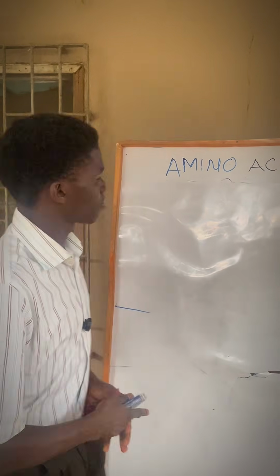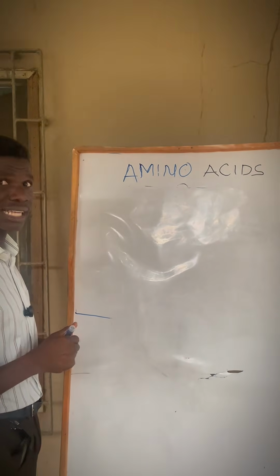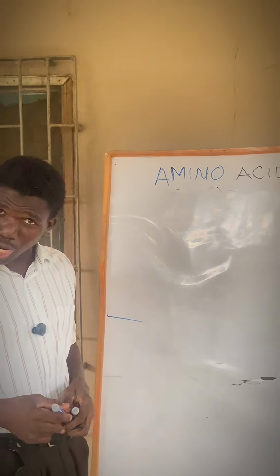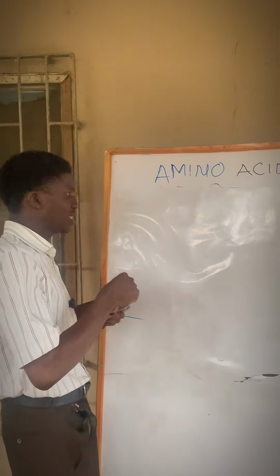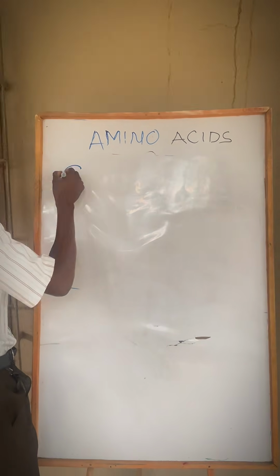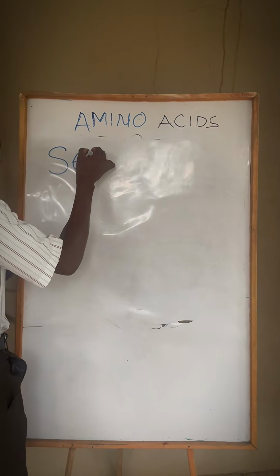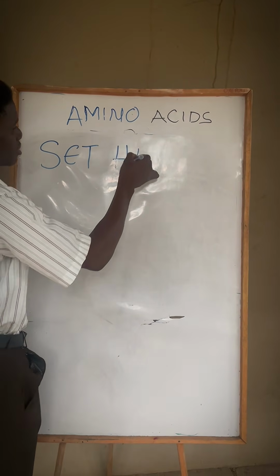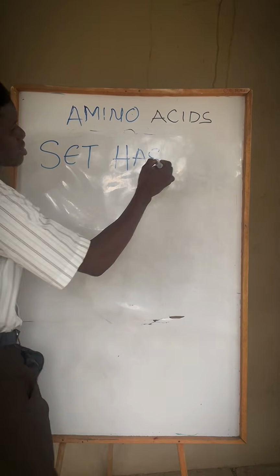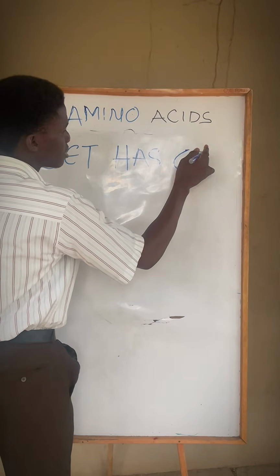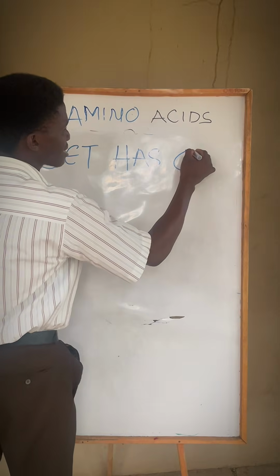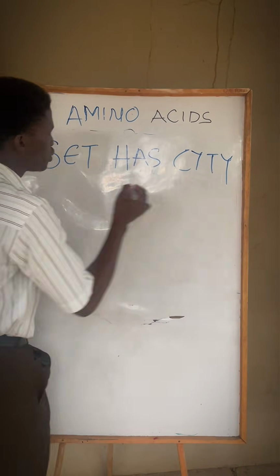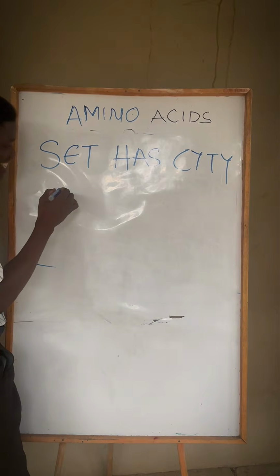Now let me show you. For the first set that are polar but do not have a charge, do you know how we remember their names? You just say Set has city, set as city, GLE. You know what a GLE is, guys?